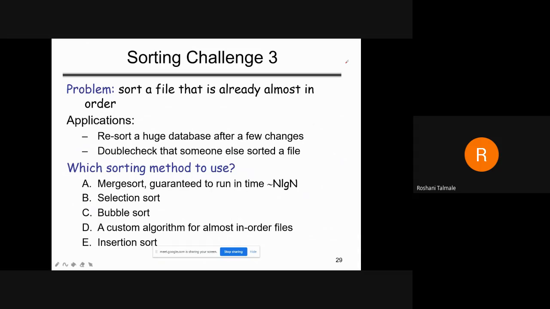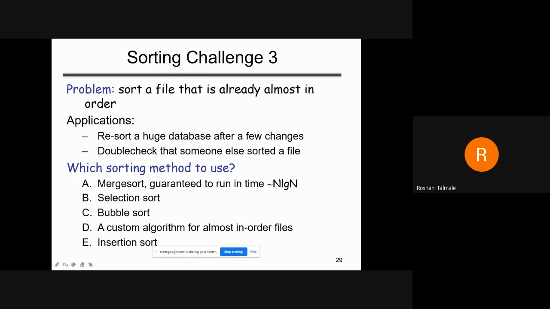Now another sorting challenge: sort a file that is already almost in order. If it is almost in order, which sorting will you use? Let me tell you its application: resort a huge database after a few changes, or double check that someone else sorted a file. The sorting has already been done, but we have to double check it. So which sorting method will we use?